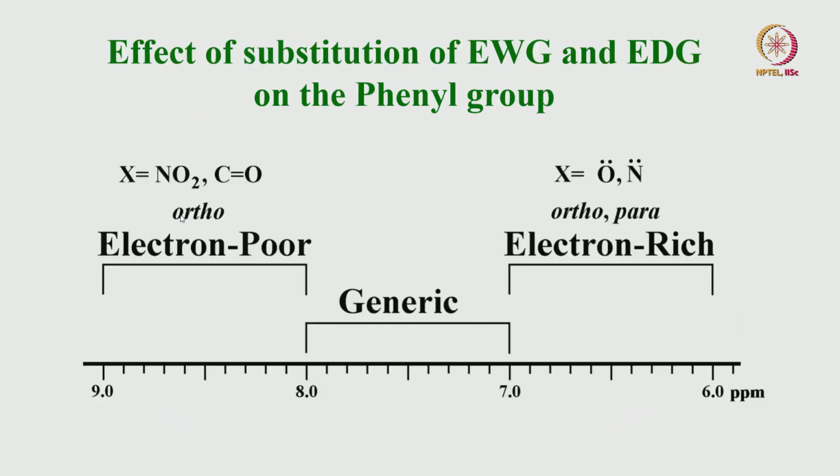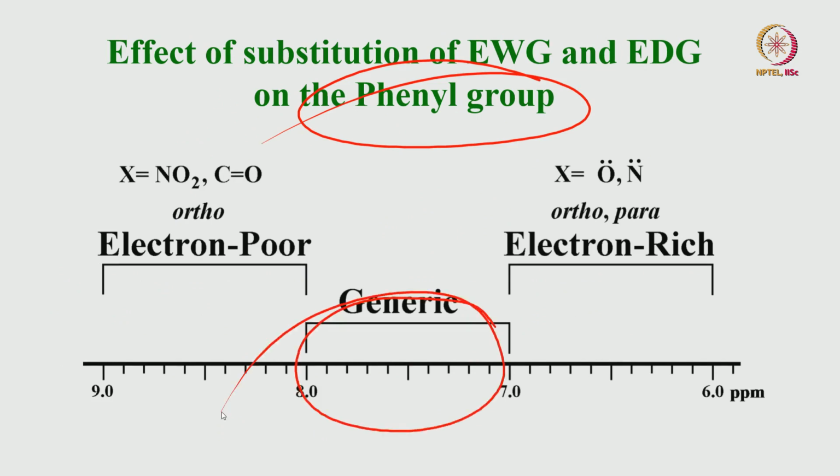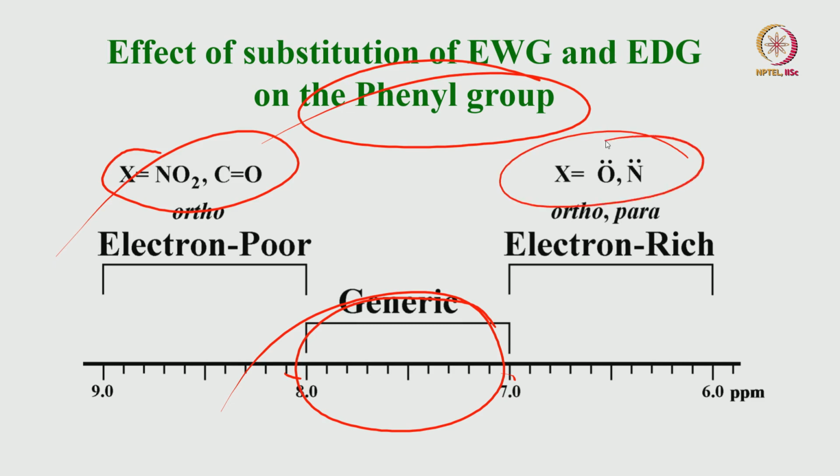So, basically you look at it, there is a generic chemical shift range. If I consider a phenyl group, a benzene group, it generally comes in the region of 7 to 8 ppm, that is the generic region for phenyl groups. If you attach an electron poor group, for example containing nitrogen or CO, or an electron rich group containing O or N, to the ortho position, then the ortho protons move downfield in this case, and the para proton will move toward this side.